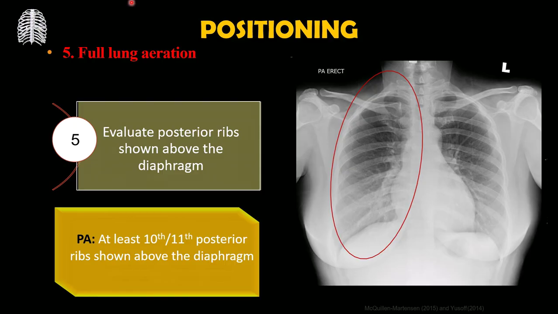If less than 10 posterior ribs are demonstrated above the diaphragm, it indicates inadequate inspiration, hence causing the lungs to not be fully inflated. As such, it is very important for us to practice with the patient and ensure that the exposure is taken after the second full inspiration.